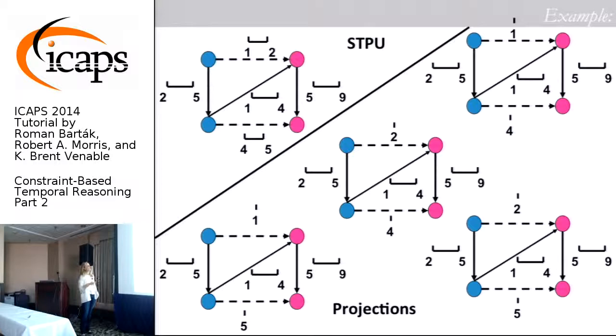And one thing that usually people miss is that any possible combination on the contingent constraints must be considered. Any possible combination. So you have to be able to pick the durations on the contingent constraints in any possible way, and that will give you a projection. So there's no consistency relation on the contingent side, everything is totally possible.